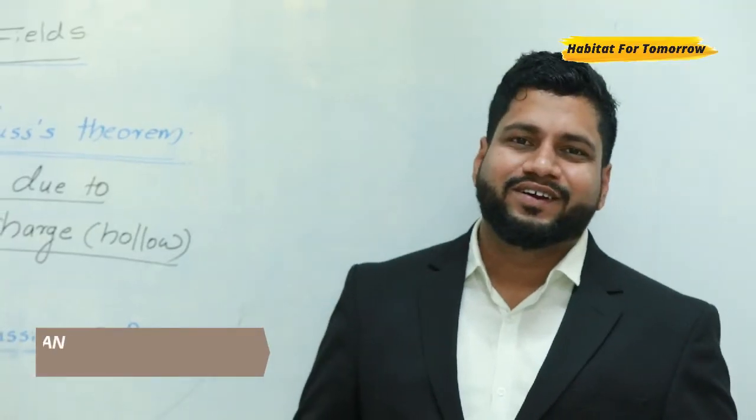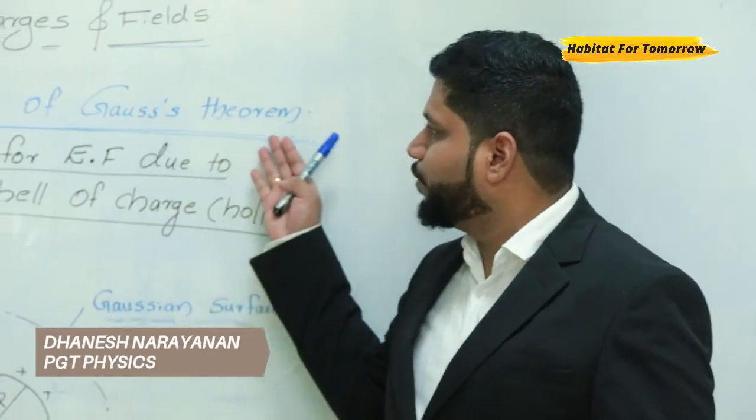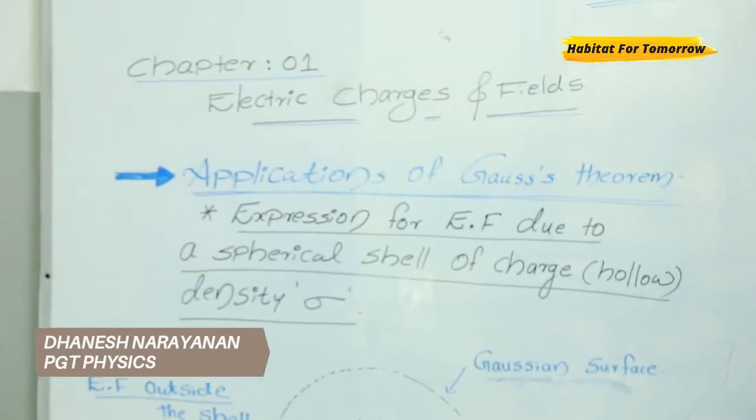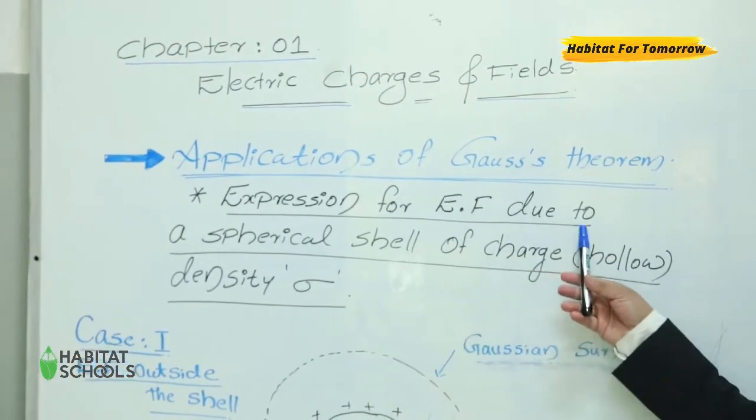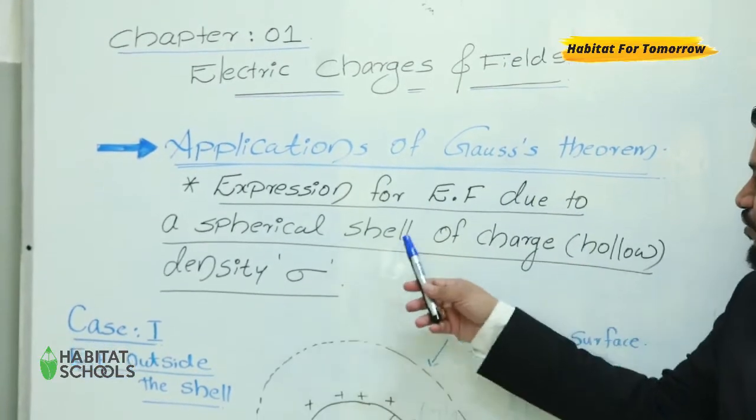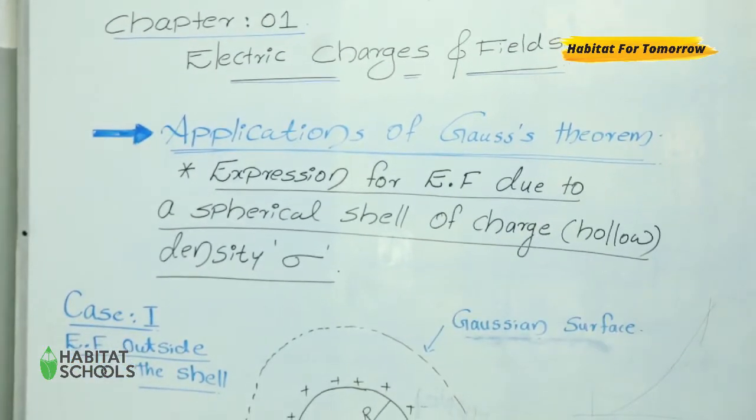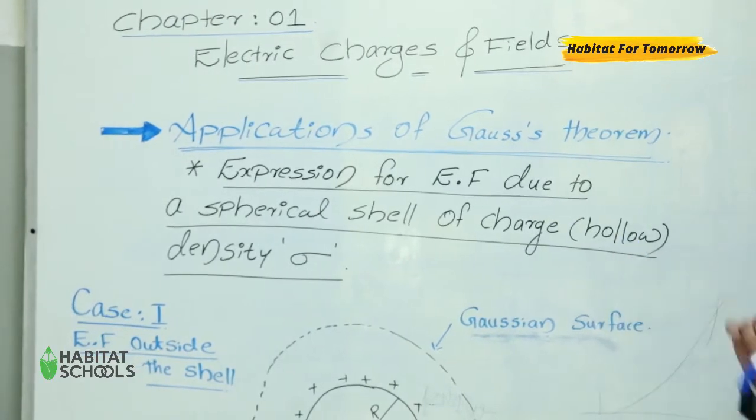Hi students, today I am going to take the topic applications of Gauss's theorem. So applications of Gauss's theorem, one of the application is expression for electric field due to a spherical shell of charge density sigma. That spherical shell is hollow.